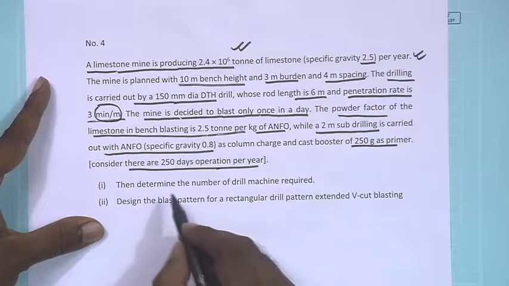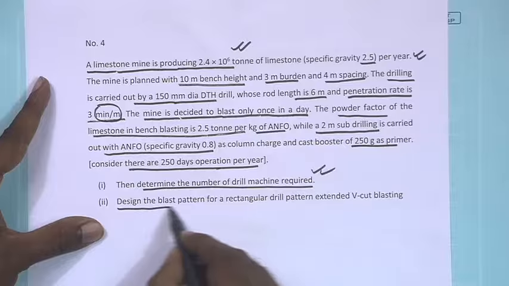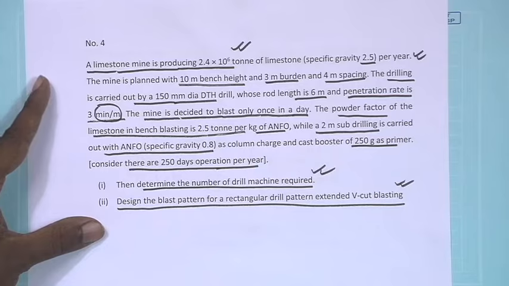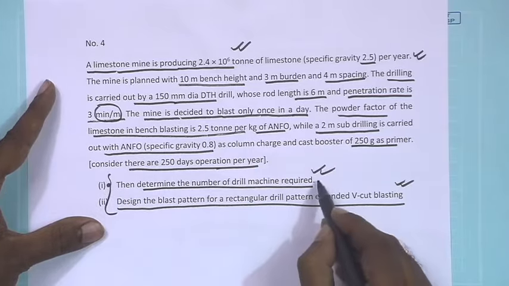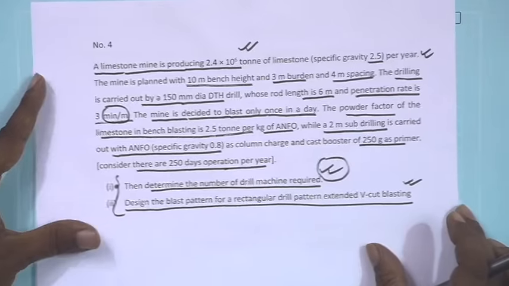And the question is: determine the number of drill machines required, then we need to design the blast pattern for an extended V cut blasting. So, these are the two requirements. I think this was well covered in the last class, but we will solve this in this class also, so that once again we can restructure or reassess it. So, as per this problem, let us solve this problem.